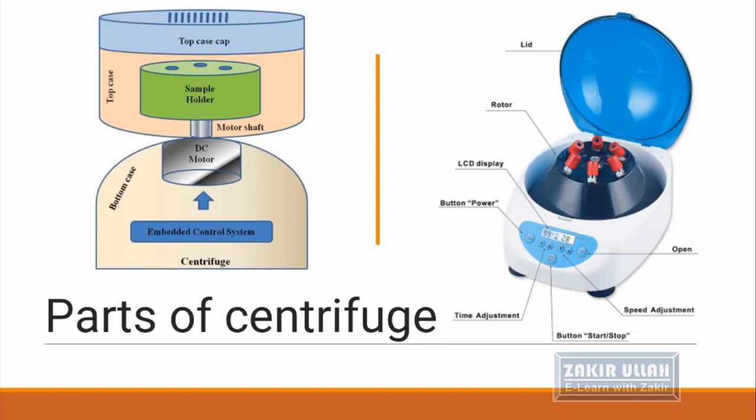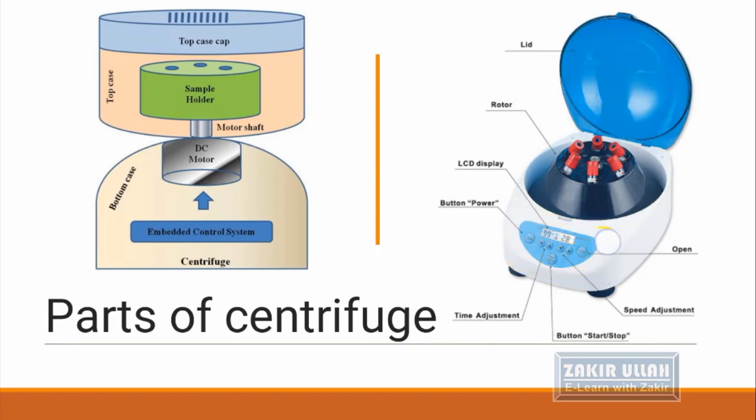This motor is attached to an electric supply, which is a direct current, and there are other parts which we can see on the right side, the outer parts of the centrifuge. Then we have a lid. Then this is a rotor, and inside the rotor there are the sample holders in which we can put our samples. This is the display and control center.